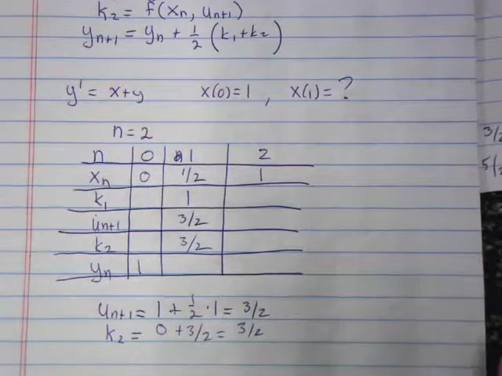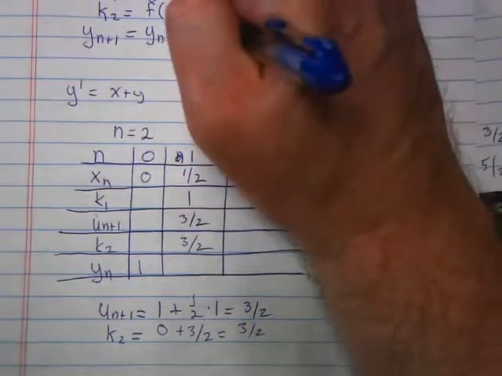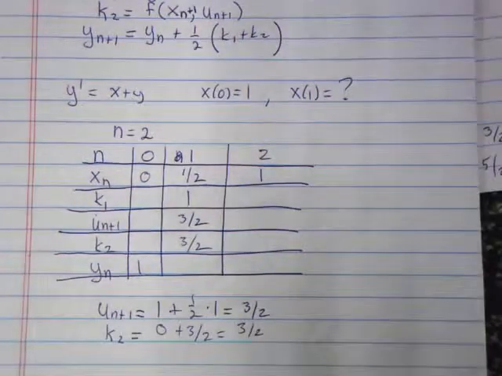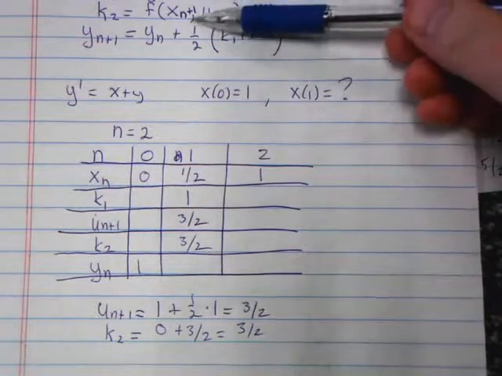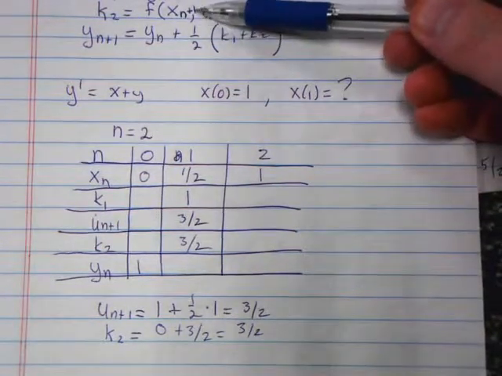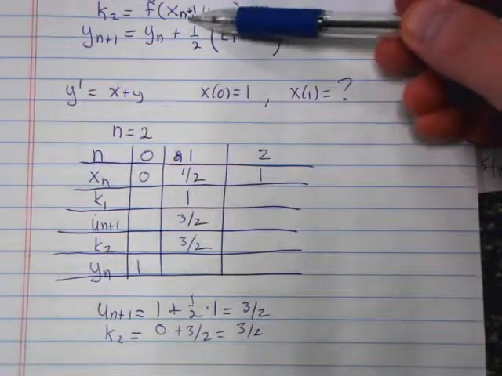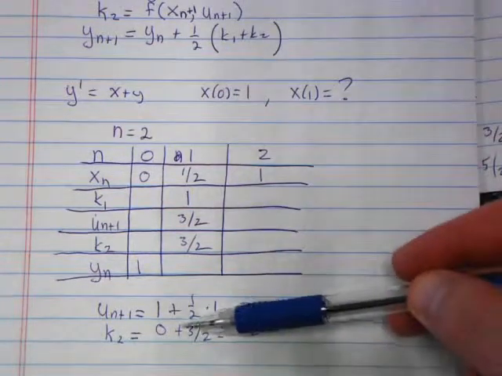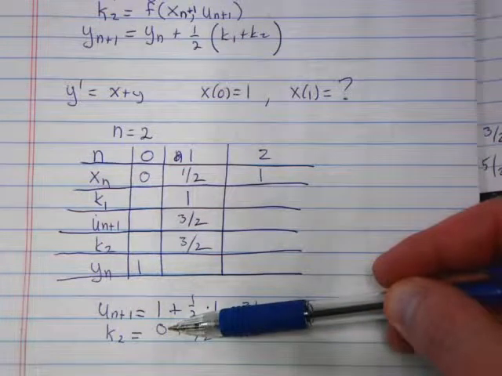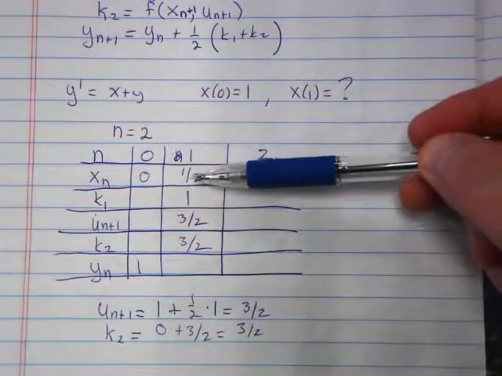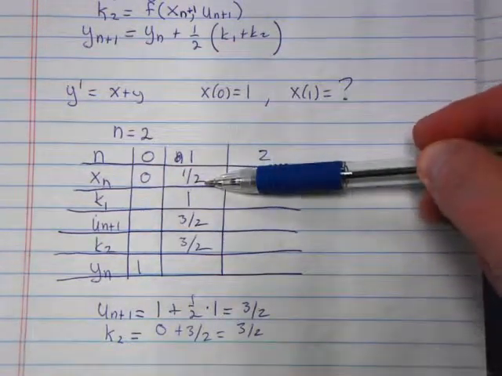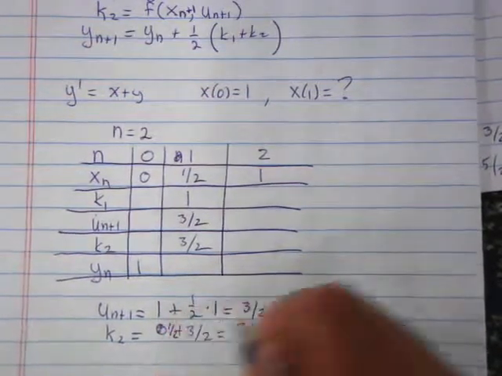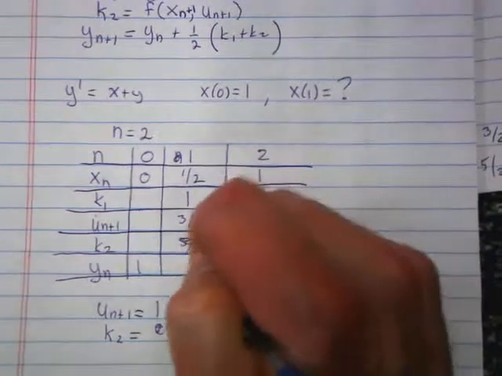Oh, I made a mistake. This should be x sub n plus 1. K2 should have had x of n plus 1, which means I shouldn't have used 0 here. I should have used a half. I should have used the next x value. This equals 2. So that's 2.